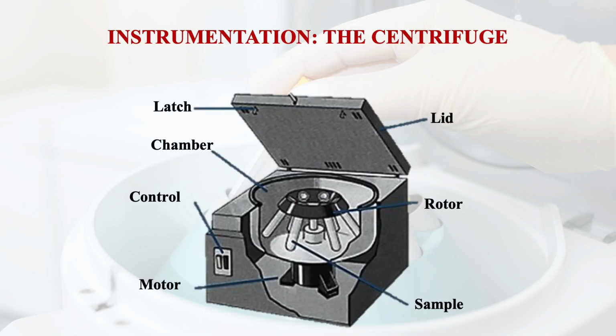Now come to the instrumentation. What are the main components of a centrifuge? There are four components, which you can see in this slide. The centrifuge is an instrument used in the centrifugation process. It contains a drive shaft, rotor, electric motor, and centrifuge body. The main component of the centrifuge is the rotor.